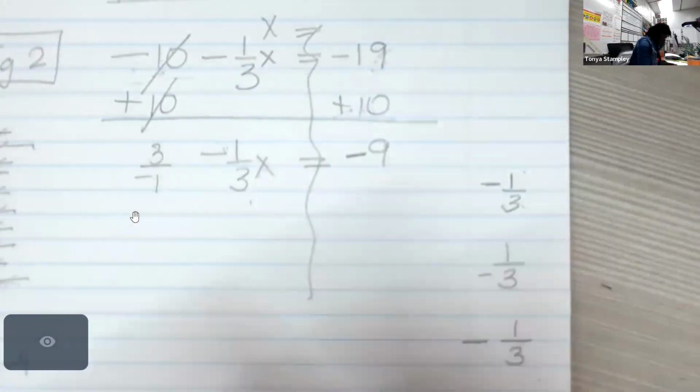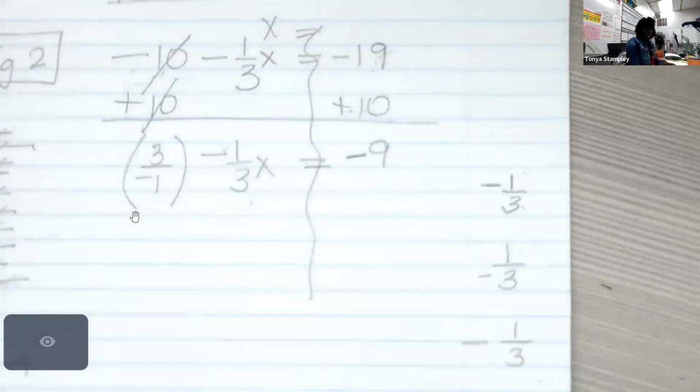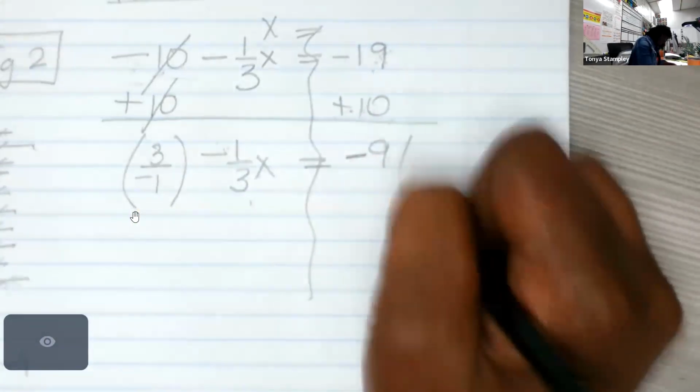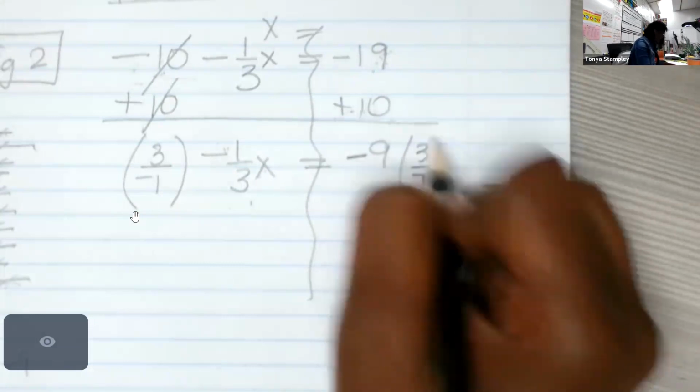3/-1 or -3/1, whichever one you want. And whatever I do to one side, I must what? So over here, I'm gonna put 3/-1.